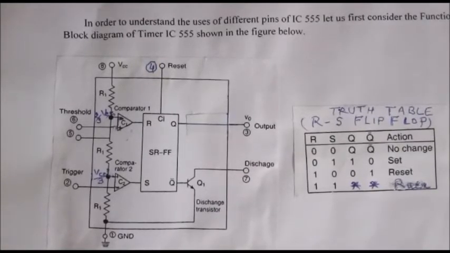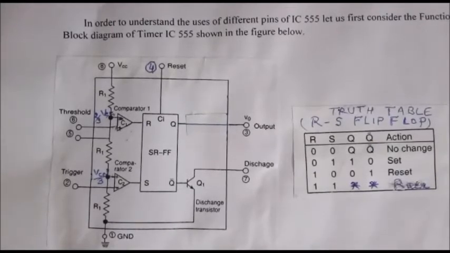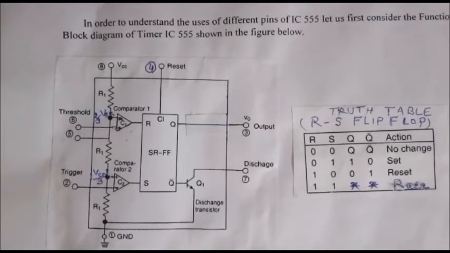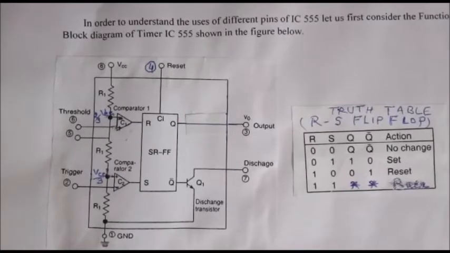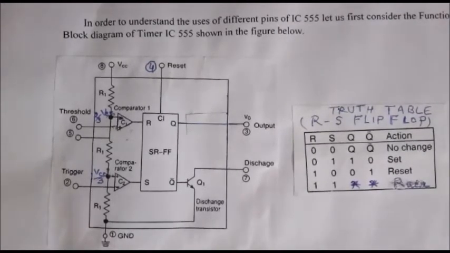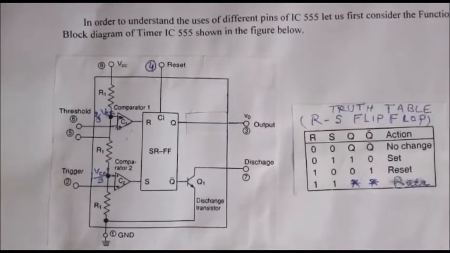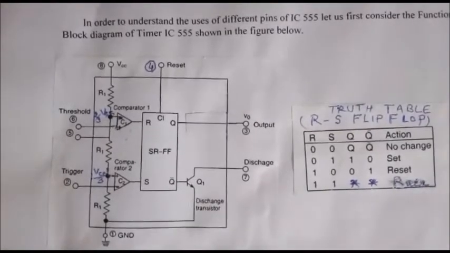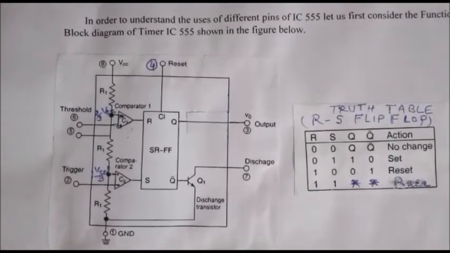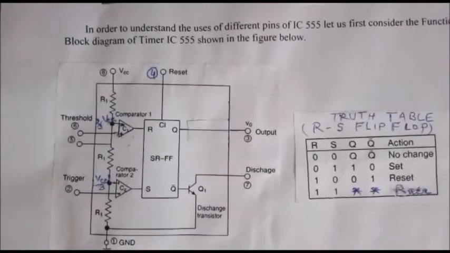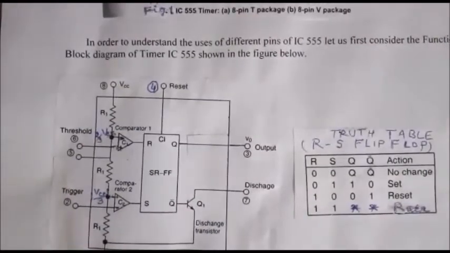The third one is R is equal to 1 and S is equal to 0, so Q will be 0, then Q bar will be equal to 1, and this is known as the reset condition. The fourth one shows R is equal to 1, S is equal to 1, and Q and Q bar have been represented by a star, because this is an invalid condition, or it is known as the race condition. So the fourth row does not give you any practical condition which should be considered.